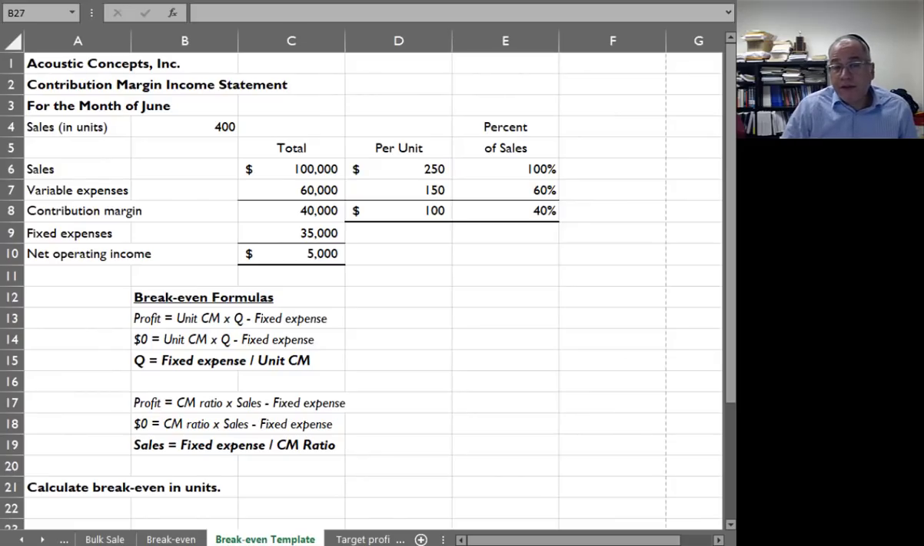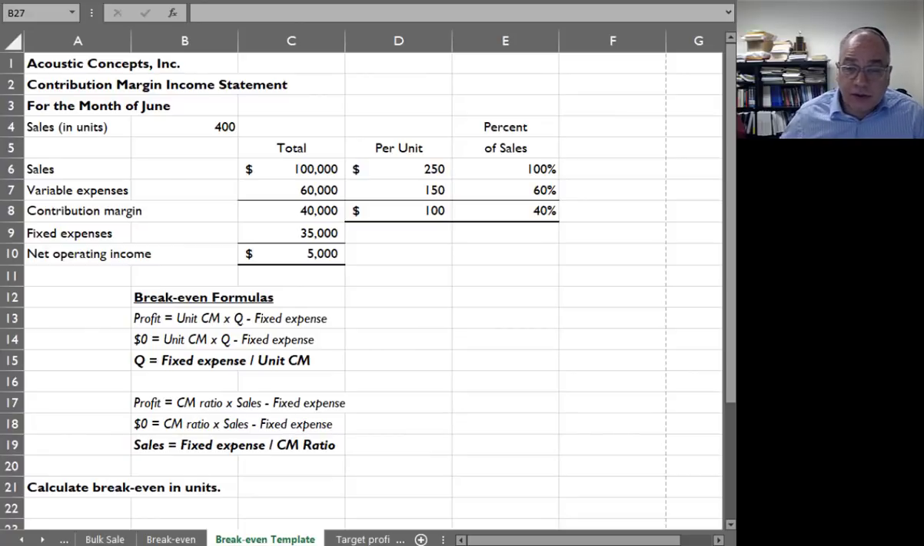We have the same example again. We have two different formulas that you can use. One formula will get you to the quantity, in other words, the number of units you need to sell. The other one would give you the amount of sales that you need to make in dollars. So let's go over them each.